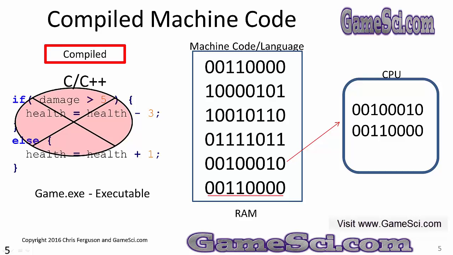Executing programs are called machine code or machine language, and they're the binary ones and zeros that the CPU executes. Compiled languages convert to this machine language before you ever run the program.